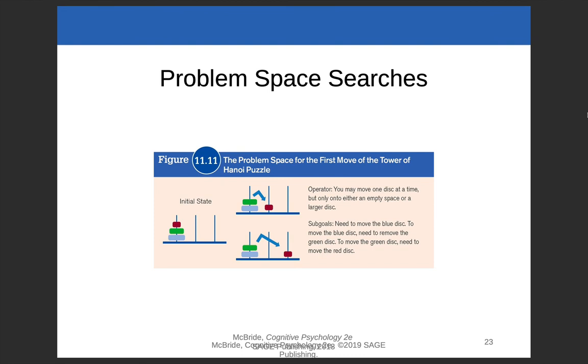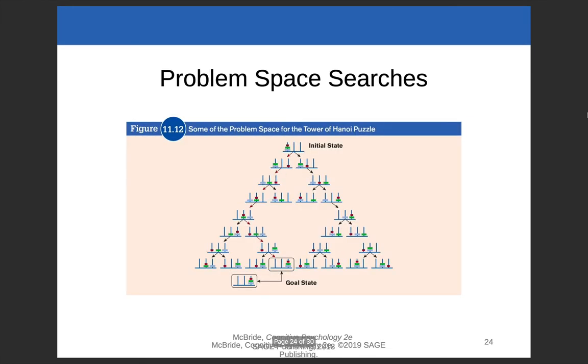So here's the example, right? You can only move one disk at a time, but only onto either an empty space or a larger disk. So you need to move the blue disk. To move the blue disk, you need to remove the green disk, and to remove the green disk, you need to move the red disk. So it's a matter of moving the red disk over to an empty space, then moving the green disk over.